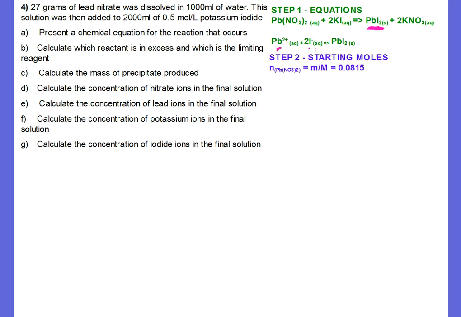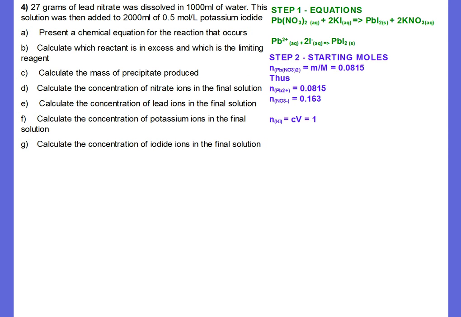And the next thing is to look at the starting moles. Basically find the moles of the first thing, lead nitrate, and that's just mass over molar mass, and you should get 0.0815. But because it's a question involving ions at the end here, I'm also going to suggest you calculate the moles of both ions, lead ions and the nitrate ions. When you do that, you should be able to see that there's 1 lead in lead nitrate, and therefore you should get 0.0815 moles of lead. But there's 2 nitrates in lead nitrate, and therefore you get twice as much nitrate, or 0.163 moles of nitrate at the start of the reaction.